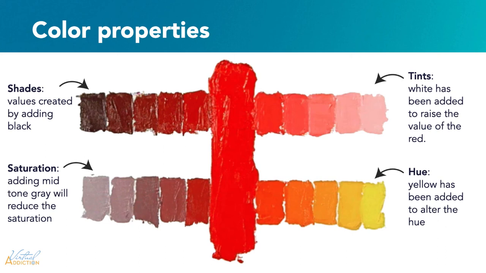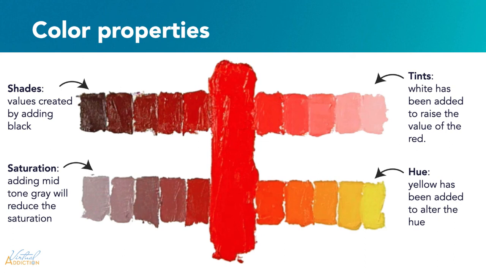Value refers to the lightness or darkness of a color. Color can be tinted by adding white or shaded by adding a layer of black. Shade is the addition of black to a hue in order to make a darker version, while tint is the addition of white to a color to make a lighter version.